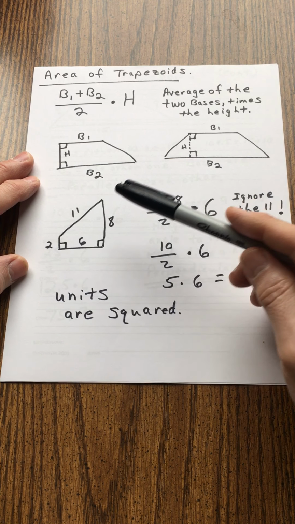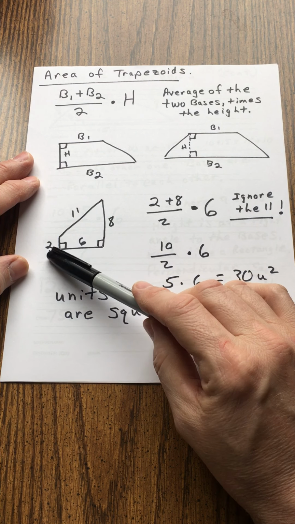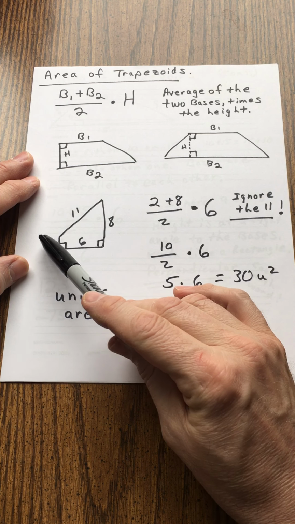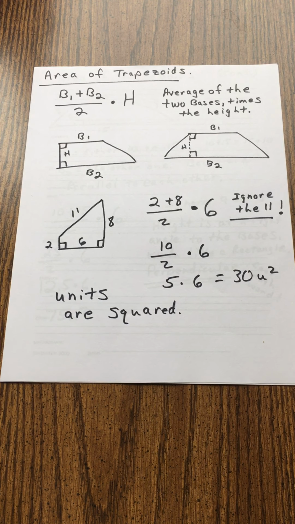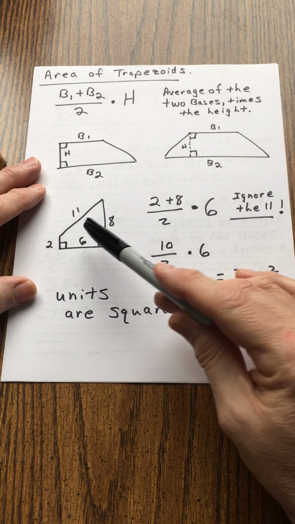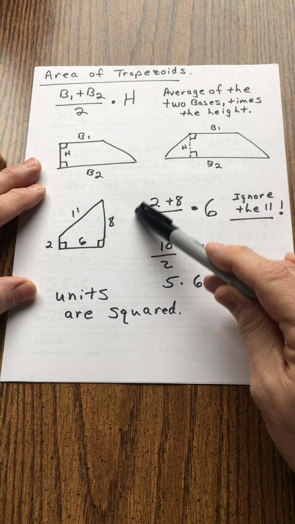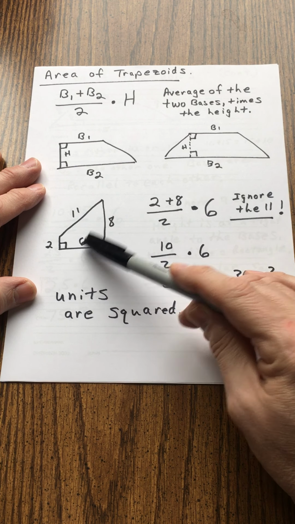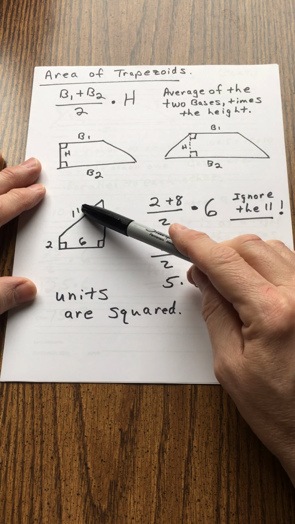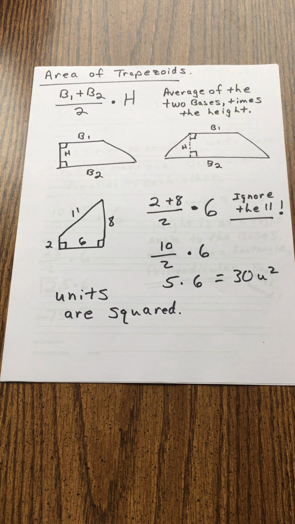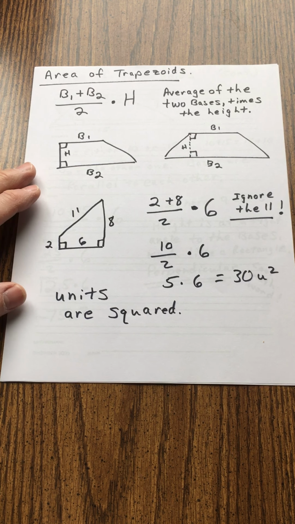Here's an example. So base 1 in this case, and you can do it either order really, it doesn't matter, because 8 plus 2 is the same as 2 plus 8. You're going to get 10 either way. So 8 plus 2 divided by 2, that's getting us our average base, times the height of 6. Ignore that 11. Why? It isn't perpendicular. It's there as a distractor. You're going to see that a lot of times. So just ignore that 11.